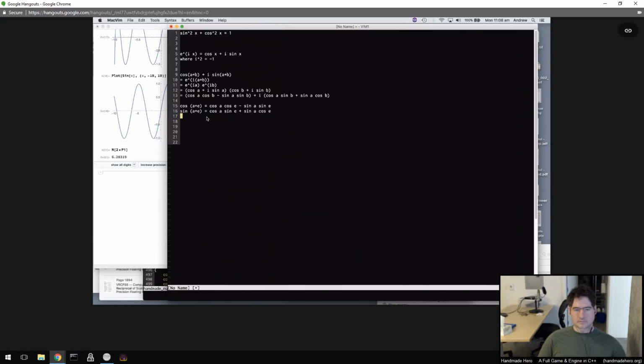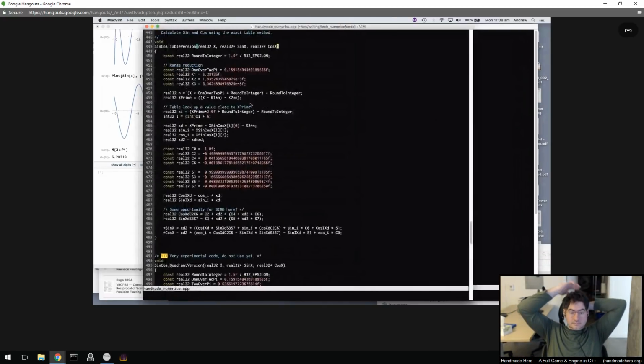The table for integers fits in a cache line, which is very nice. It fits in 2 cache lines. I think it's an acceptable trade-off. If we sample them, we're sampling them in the range negative pi to pi, because this range reduction algorithm gives us a value in that range.